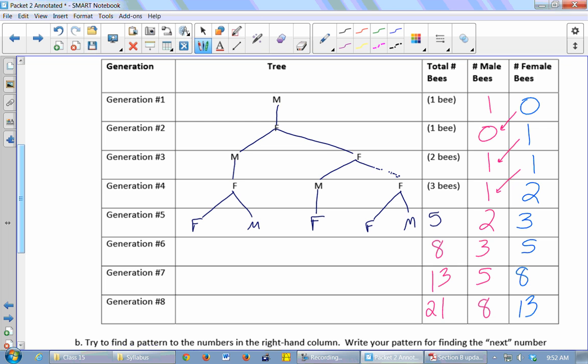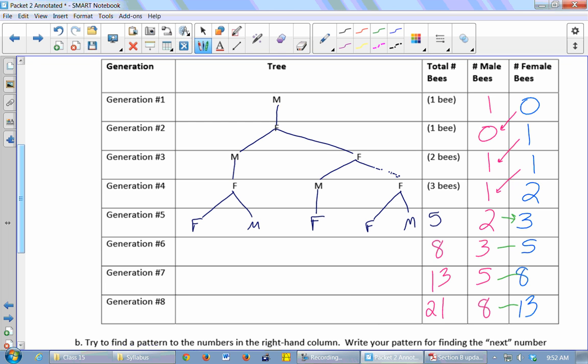Yeah, 4, go from 2 to 3, goes up 1, go down, generation 5. Yeah. 3 to 5 is 2, 5 to 8 is 3. Oh, yeah, and that's the list, right? Like, so we have the total bees, the list is 1, 1, 2, 3, 5, 8.